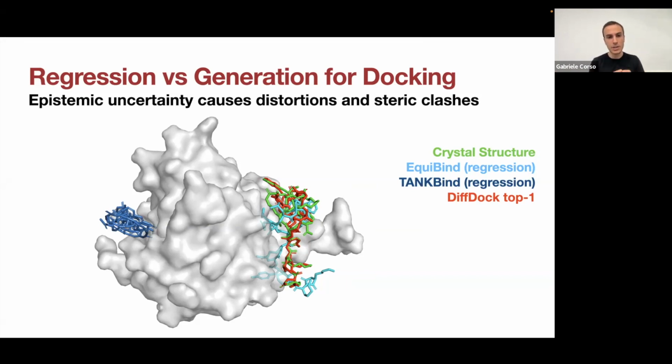Similarly, TankBind guesses the wrong binding site, but apart from that, you can see that the conformation that it takes is very distorted. And this is because if you are uncertain about your conformation, you're going to try to put everything closer to the middle, and this is TankBind's attempt to minimize the expected mean square error. On the other hand, you can see that DiffDock, our generative model, is able to pretty accurately sample the molecule conformation, without any steric clash or other kind of distortion in the conformer.